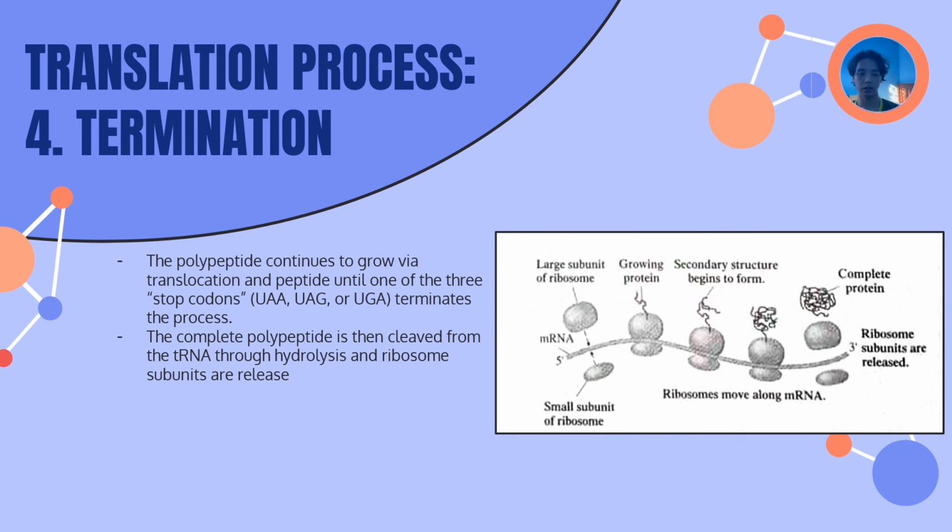Next is the fourth process, termination. Termination is where the polypeptide continues to grow by way of translocation until all necessary amino acids are in place and bonded to each other. Appearance in the mRNA codon sequence of one of the 3 stop codons, UAA, UAG, or UGA, terminates the process. No tRNA has an anticodon that can base pair with these stop codons. The polypeptide is then cleaved from the tRNA through hydrolysis.